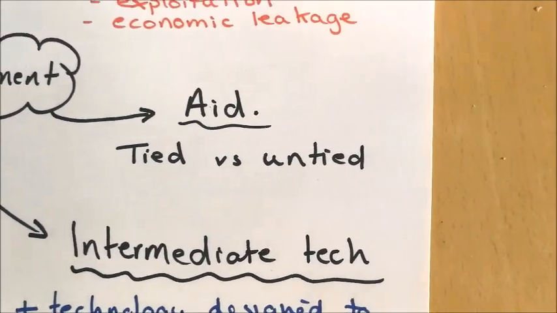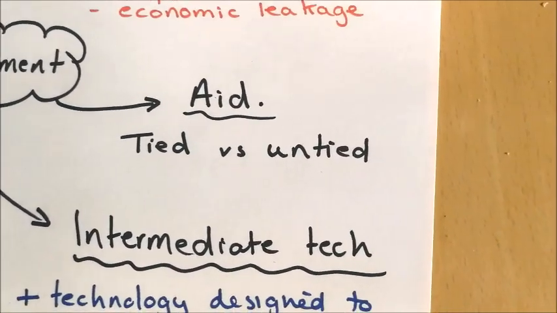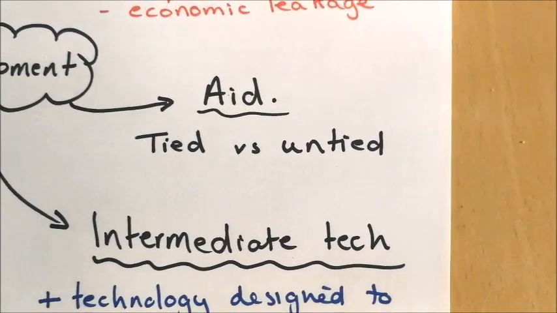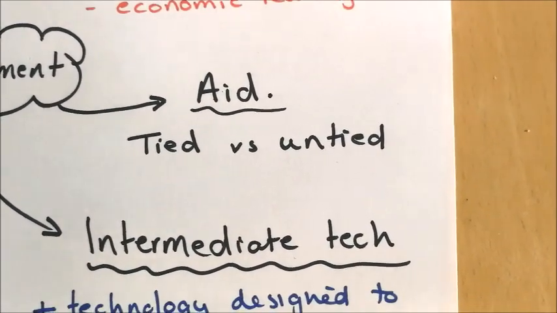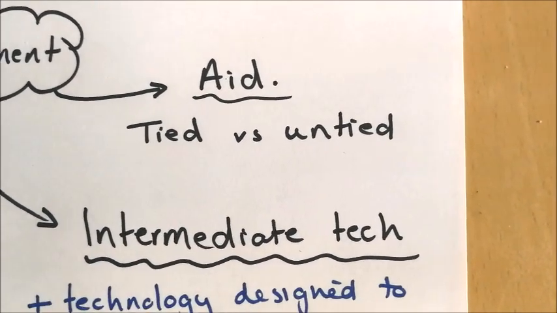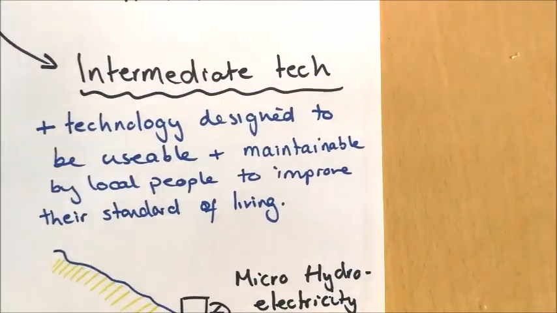That maybe they expect the aid to be repaid with obviously added interest, or they may expect the country that receives it to then agree to trade relationships with the country. We also see this idea of intermediate technology.